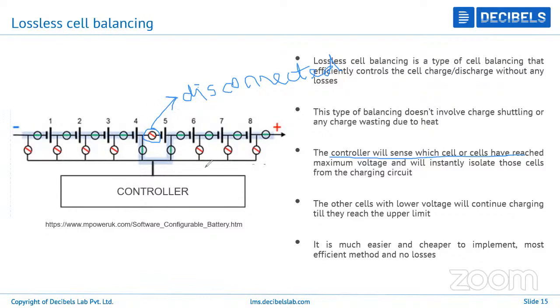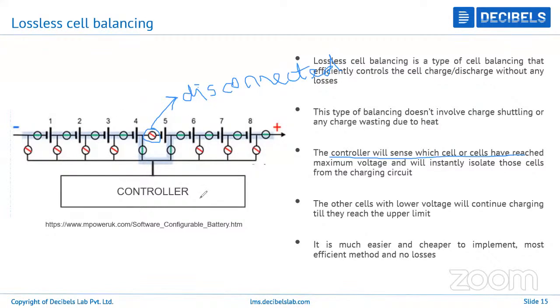Then, if further charging is required, again the switch for cell number 4 will be open. Initially it will be open and then it will be closed. So then all of the cells will continue charging. This way, in terms of charging and discharging, lossless balancing can be done.